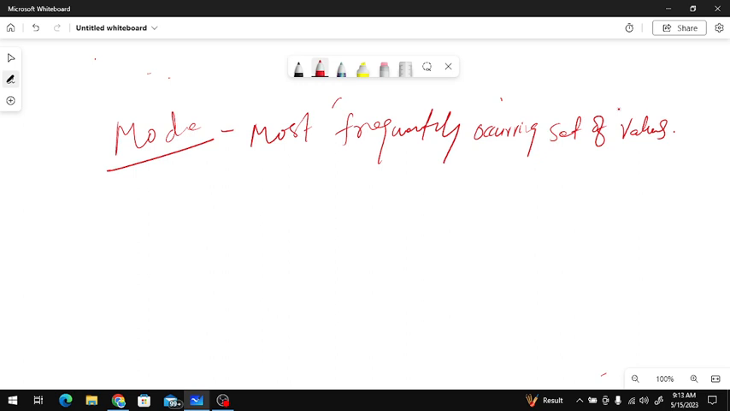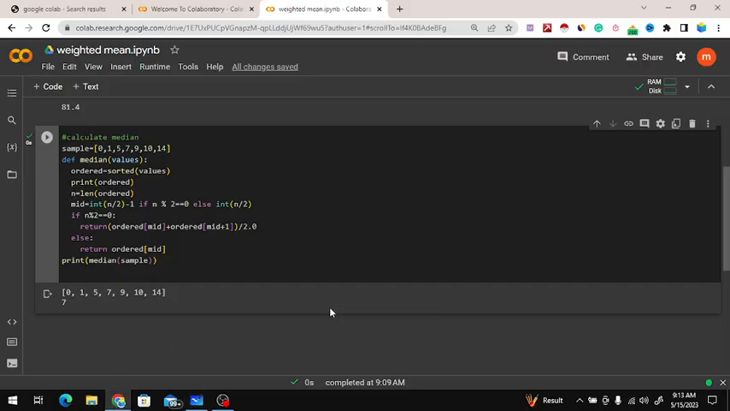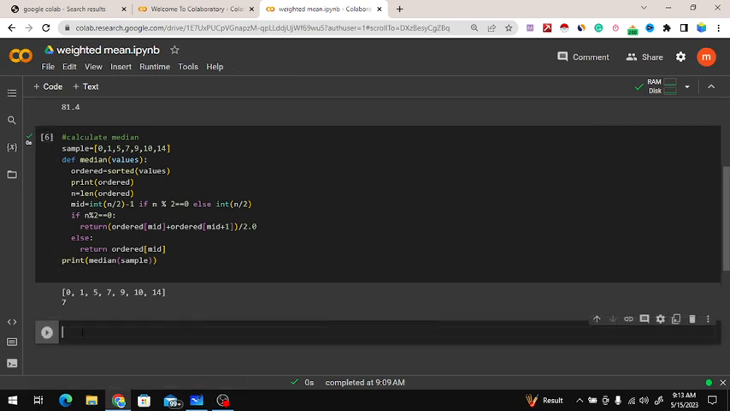When no value occurs more than once, there is no mode. When two values occur with equal frequency, then the data set is considered bimodal. Now let's calculate the mode in Python. Let's go here. Write here the mode.